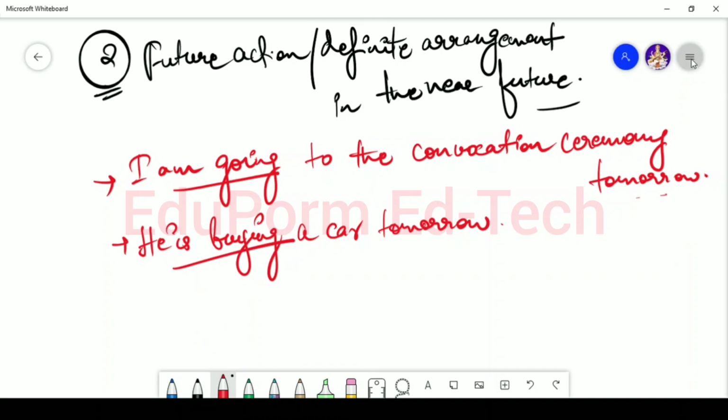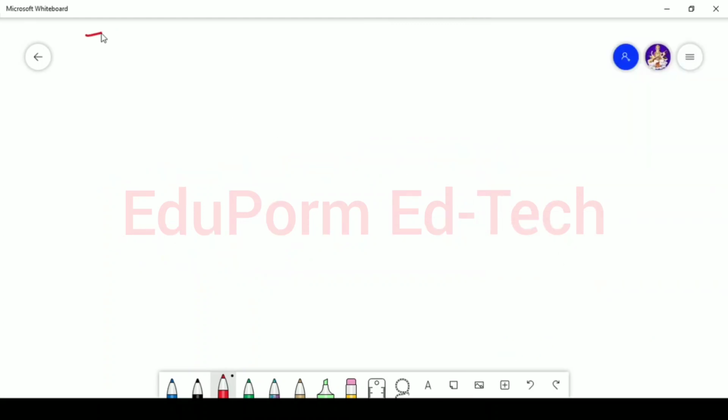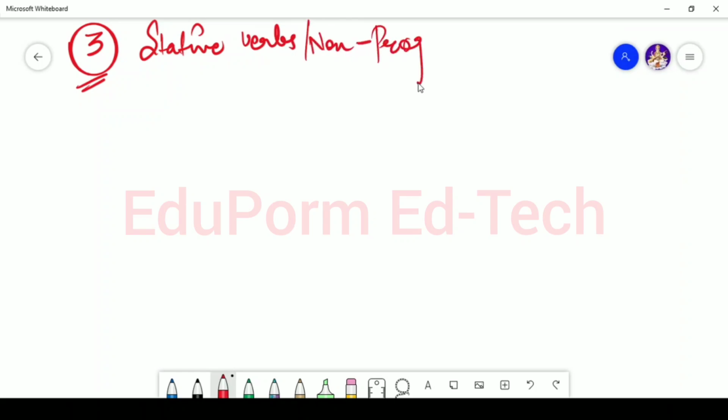Now let's talk about the third use. What is the third use? Some verbs are sometimes not written in continuous tense. There is an exceptional case. There are some verbs which are basically the stative verbs. When we are talking about stative verbs or non-progressive verbs, then those verbs are not written in the form of present continuous tense. Means the use of ing is strictly prohibited in these forms of verbs.